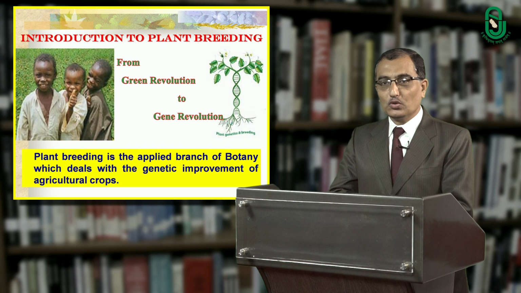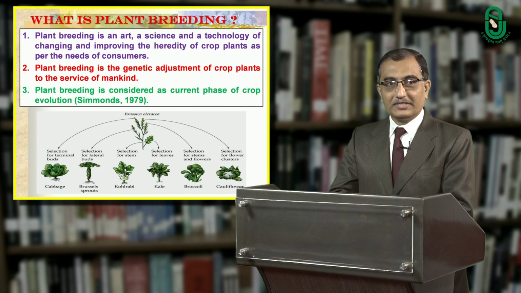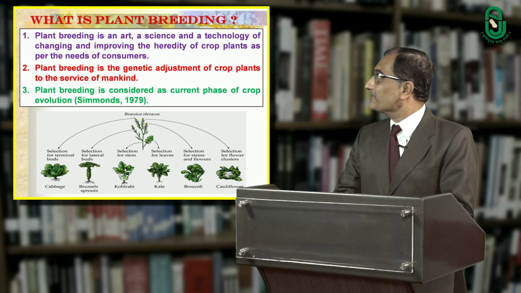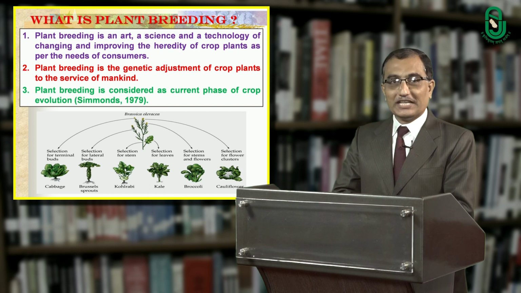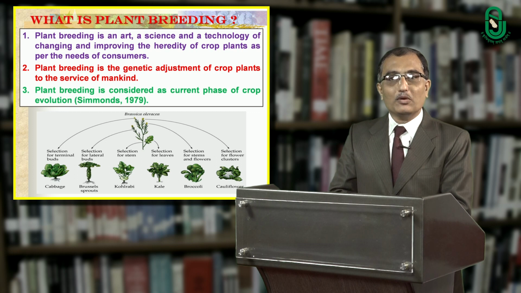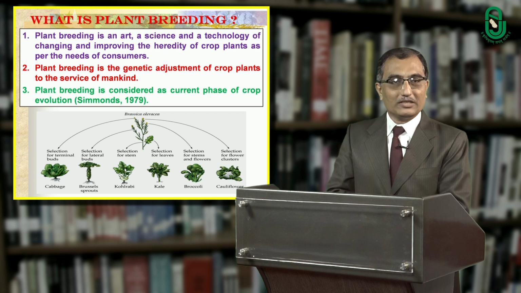Friends, as you know, plant breeding is an applied branch of botany which deals with the genetic improvement of the agricultural crops. Plant breeding can be defined as art, science and technology of changing and improving the heredity of the crop plants as per the needs of the consumer.